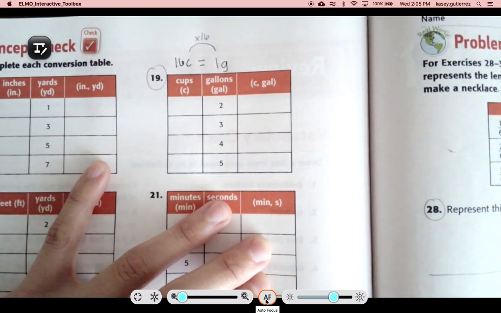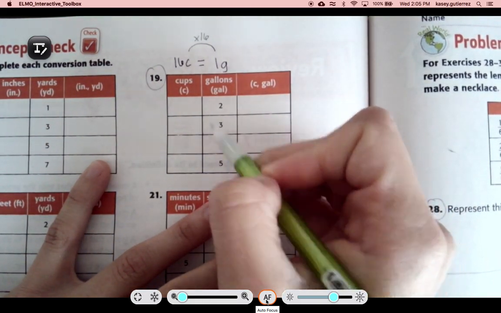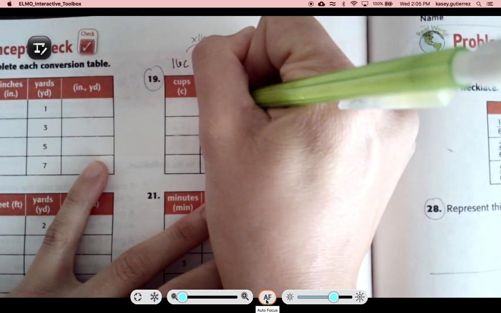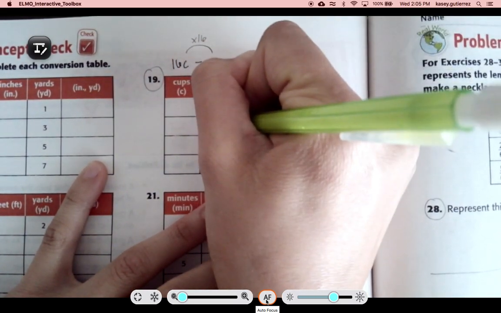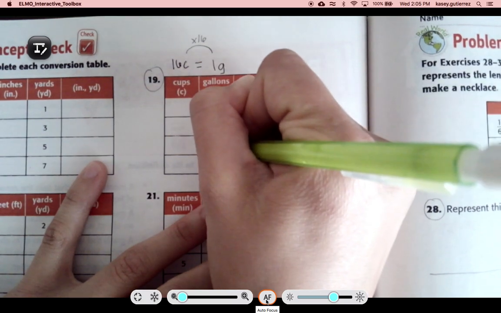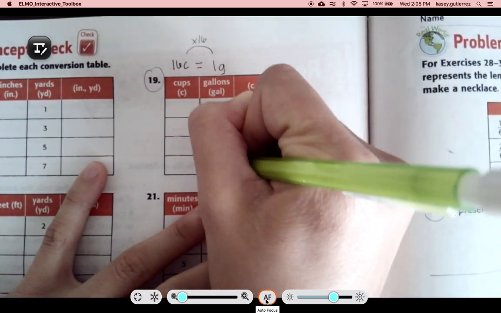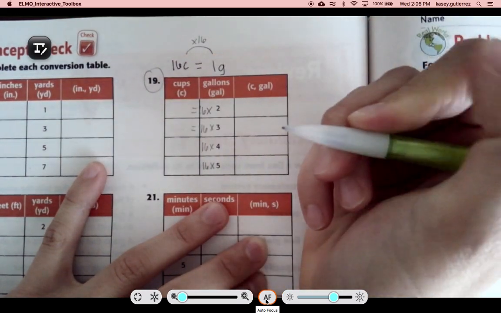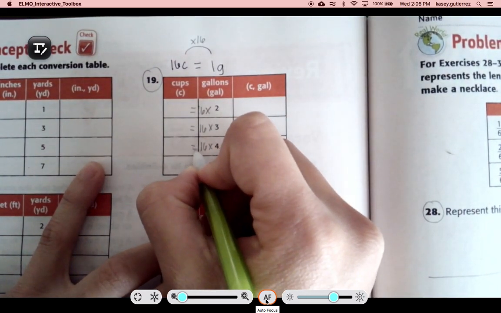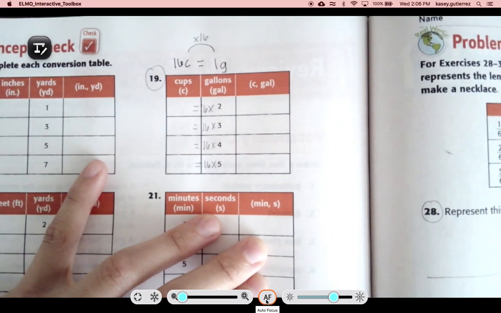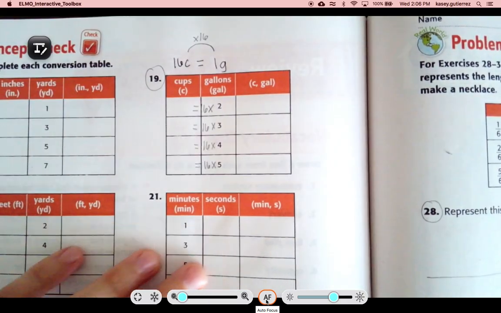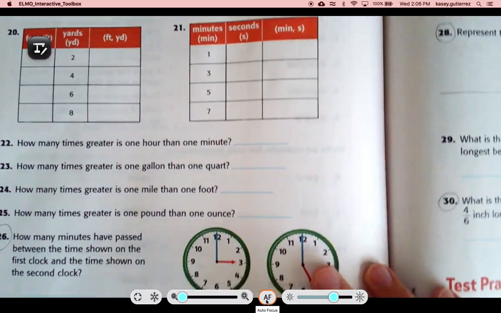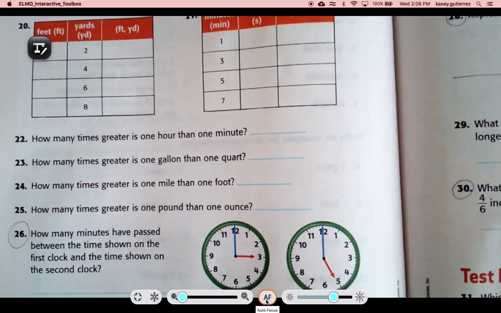Okay? So that means every single one of these, I'm going to apply the same thing I just said right here. So I'm going to do 2 times 16, 3 times 16, 4 times 16, and 5 times 16. And that is going to give you the amount of cups. We're going to continue down to number 26.